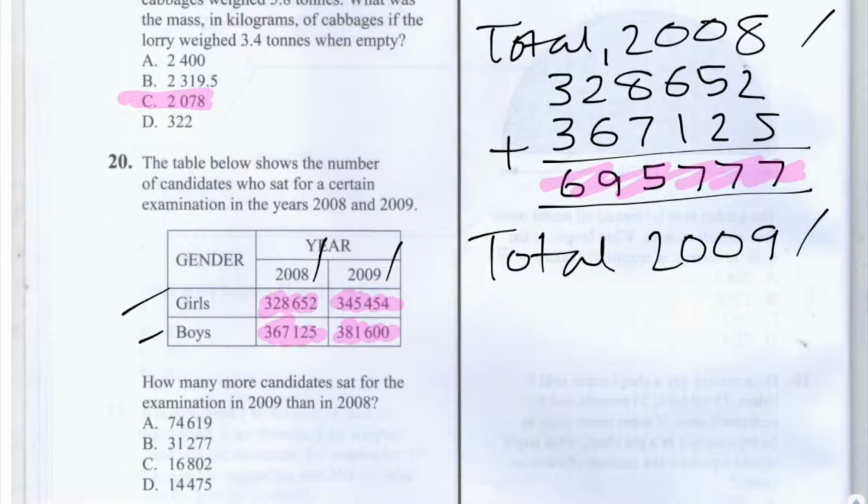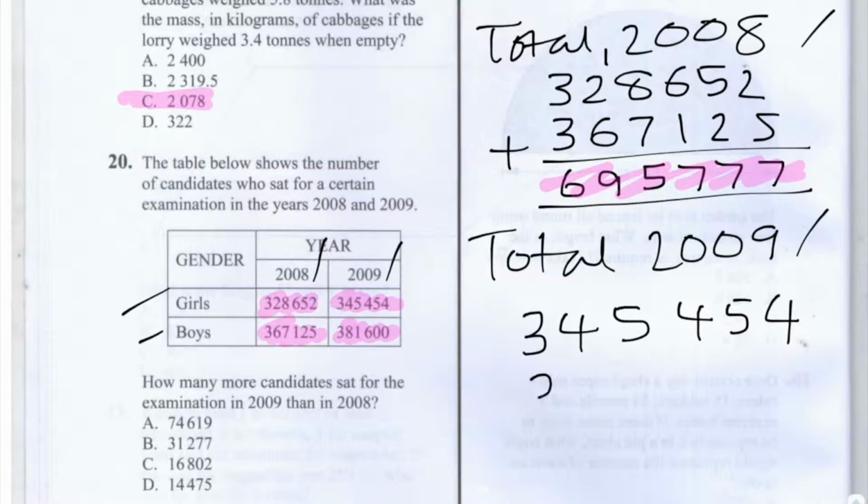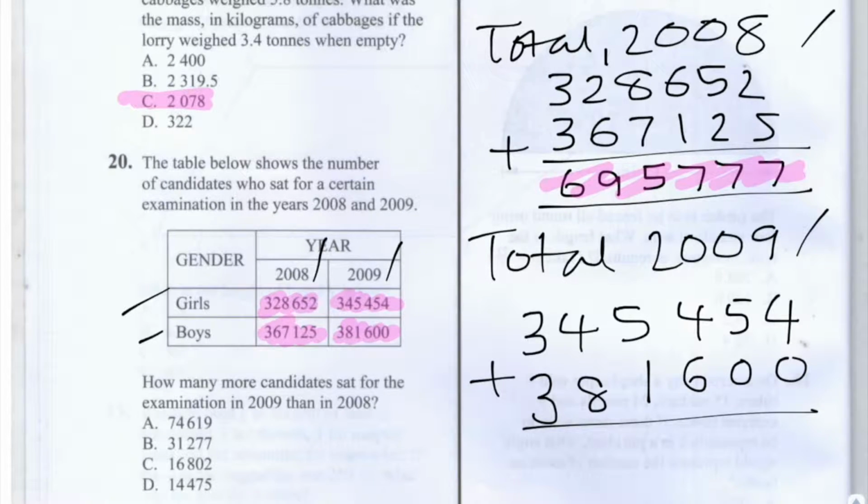So next step is to find the total number of candidates who sat in 2009. That's the total number of girls who sat in 2009 and the total number of boys who sat in 2009. So we have 345,454 for the number of girls. For the number of boys, we have 381,600. So let's add these two numbers.